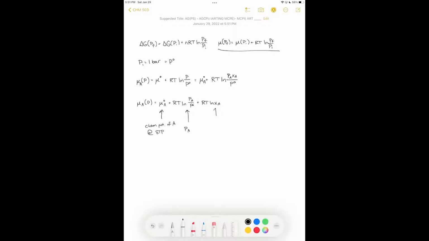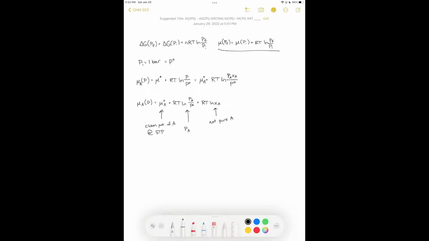Now, what's this term? This is a correction representing the fact that we are not at pure A. We're in a mixture. We have a mole fraction that's not 1. Again, consider what would happen if our mole fraction of A was 1: then we have the natural log of 1, and that would be 0 again. So if we were at pure A at 1 bar, this would just be the standard chemical potential.